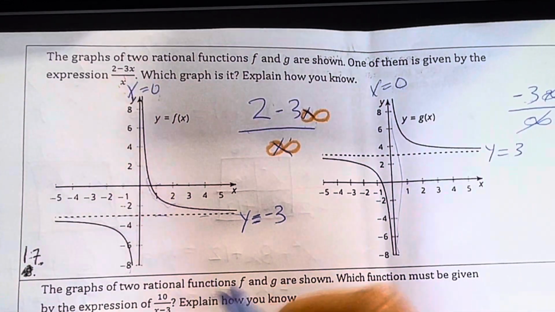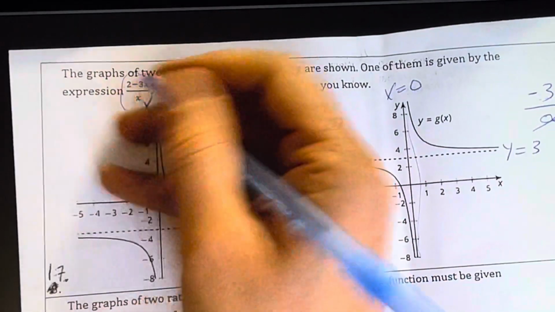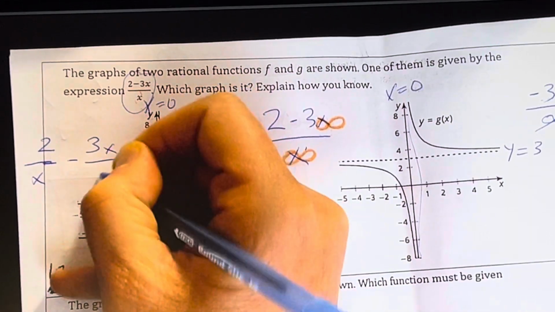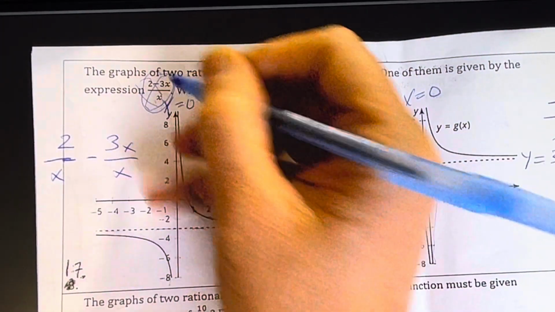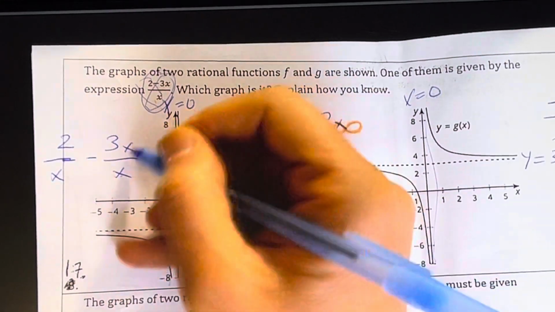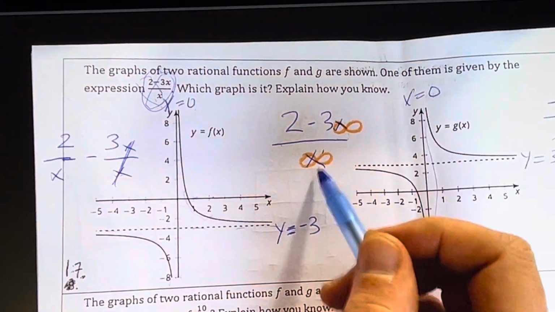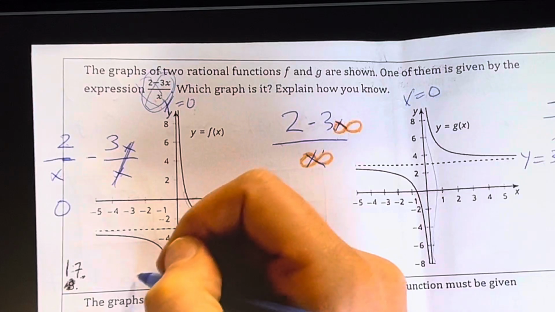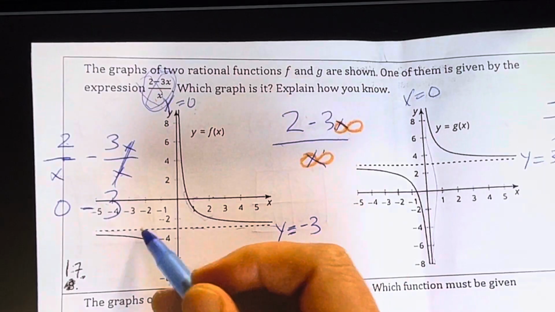But there's a second way for us to do this, which is to simplify this fraction. So this can be rewritten as 2 over x minus 3x over x. Like that. Then we can say 3x divided by x is just 3. Now, again, substitute infinity. 2 over infinity is essentially 0. So we're left with 0 minus 3. So that's going to take us to y equals negative 3.